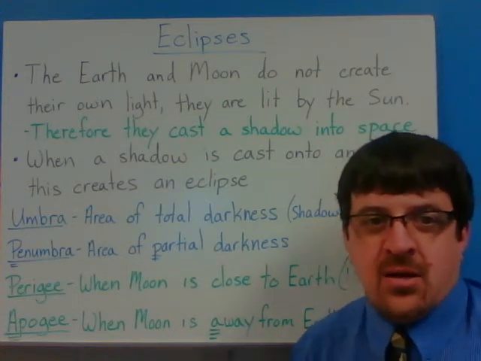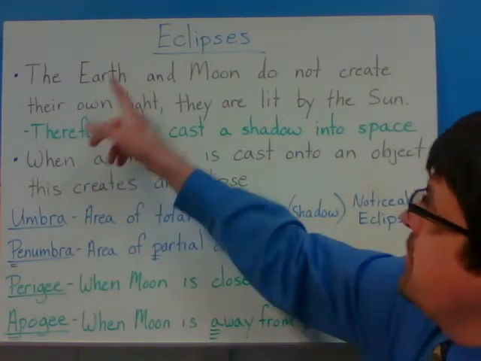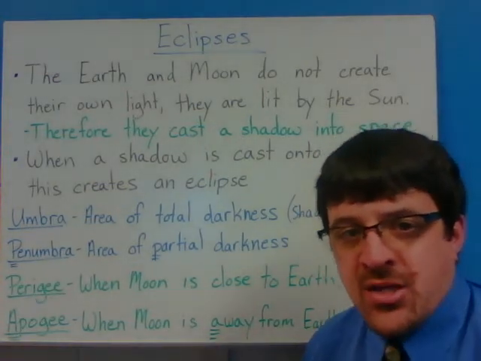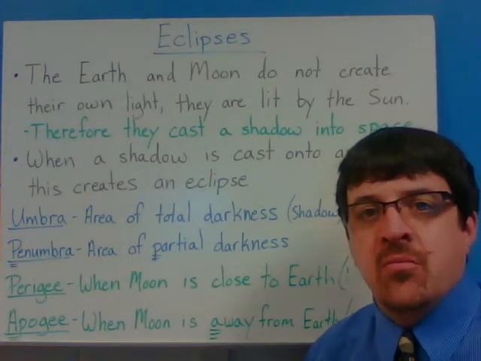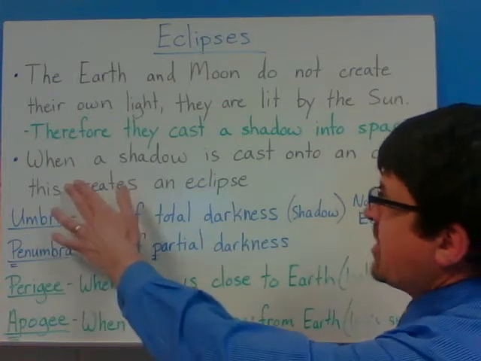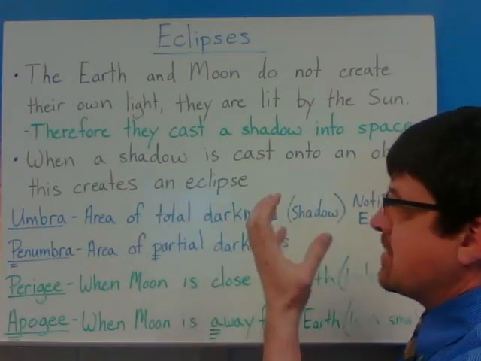Okay, today's our notes on eclipses. Now, eclipses, the Earth and the Moon don't create their own light. They're lit by the sun, so they cast shadows into space. Those shadows get cast onto another object. That's what I wrote here. When a shadow is cast onto an object, this creates an eclipse.